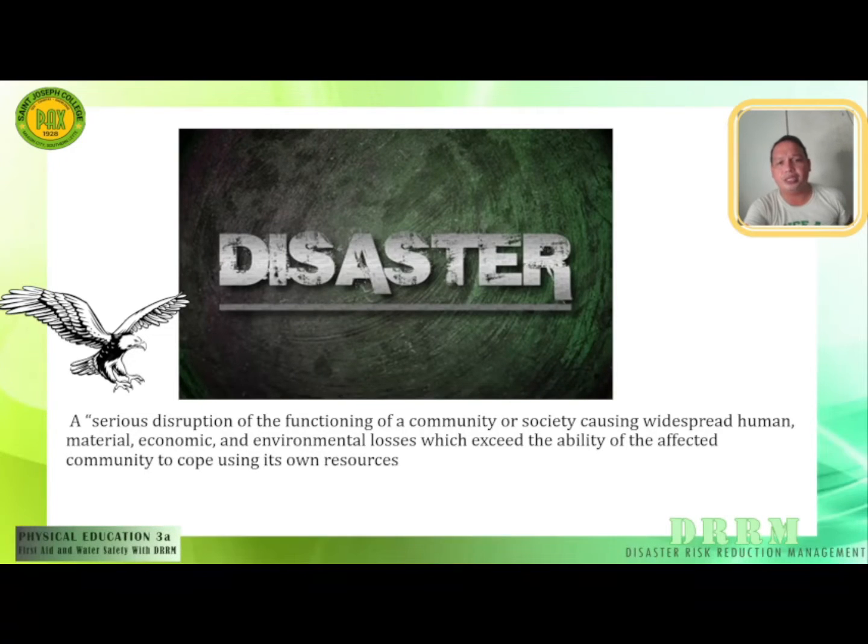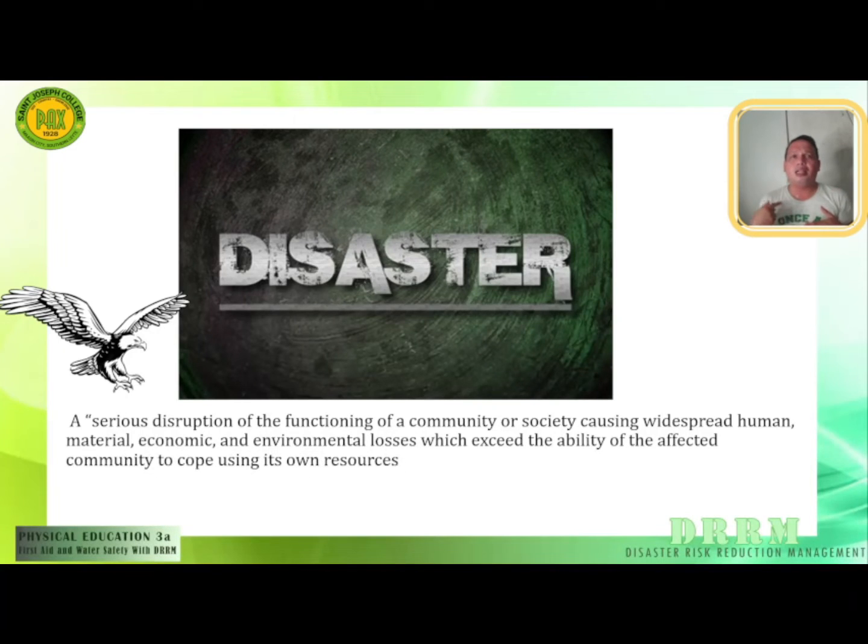Disaster is a serious disruption of the functioning of a community or society, causing widespread human, material, economic, and environmental losses, which exceed the ability of the affected community to cope using its own resources. So a personal disaster is different from a disaster in a real and bigger scope, a serious disruption of the functioning of the community. Why? Because of the loss of property. Then the society, because many are injured, and sometimes, unfortunately, some are victims of casualties or death.